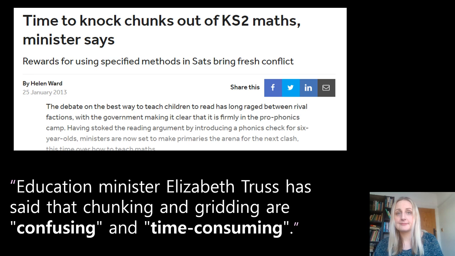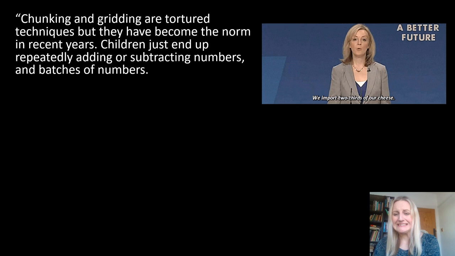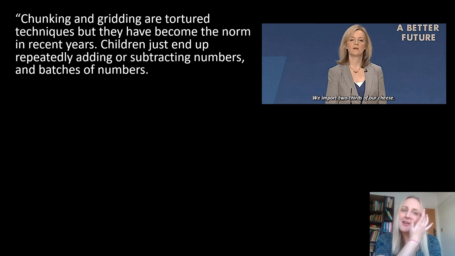Now, this is Liz Truss in her very famous cheese speech. And let's look at some of the stuff that Liz said about methods at the time. So Liz was an education minister, and she had some interesting things to say about multiplication and division methods. She said that chunking and gridding are tortured techniques. Oh, tortured is the word she uses to describe our lovely mathematics. But they have become the norm in recent years.